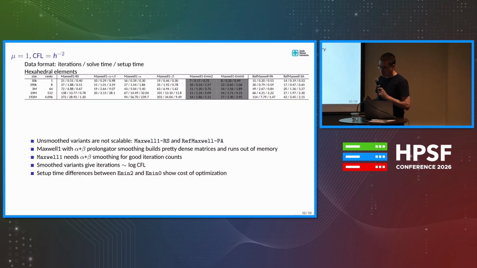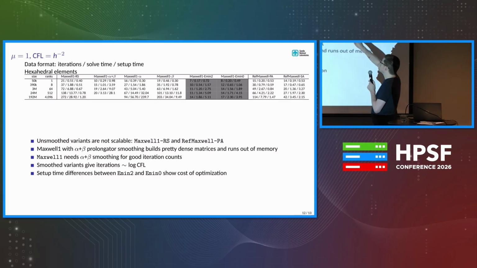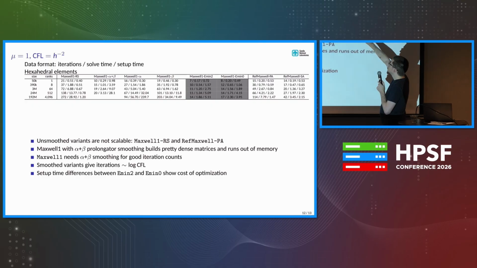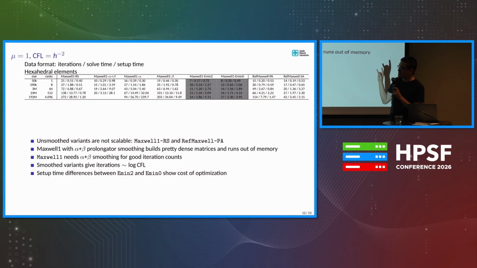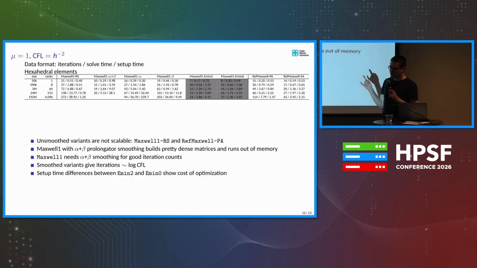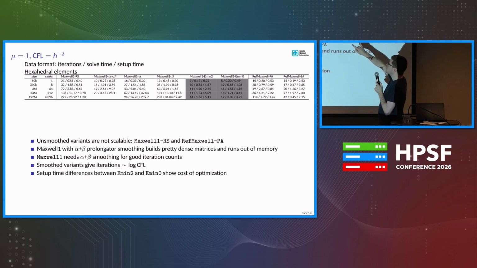The difference in setup time between the no optimization part of the new Maxwell 1 algorithm and the actual optimized one effectively tells you the cost of doing the optimization. And that's currently still pretty significant, because it's relatively new code. We haven't fully optimized that yet. We think we can still improve that quite a bit. But overall, we're pretty happy with the iteration counts for these new methods and also the solve times.